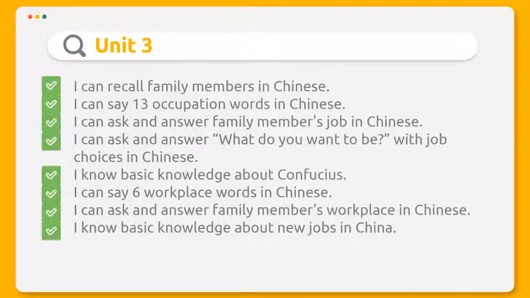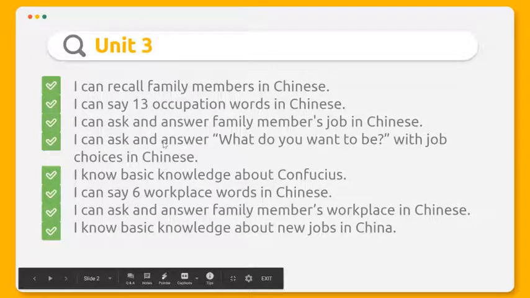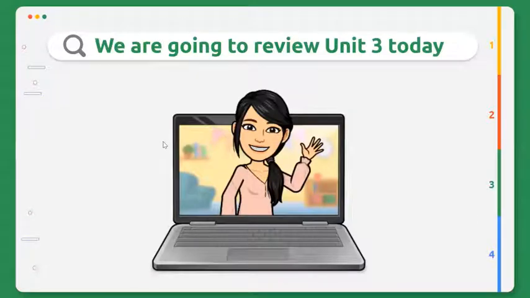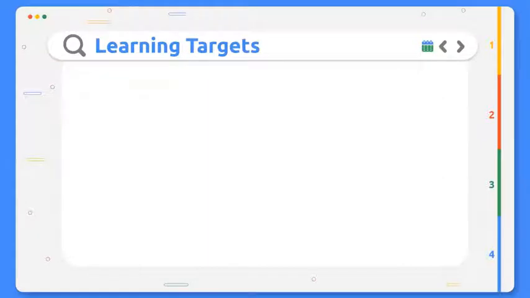Okay, so it looks like we are finished. Yes, we have completed this unit. So now, this week, we are going to review Unit 3. Are you ready? Okay, let me show you how to do that.